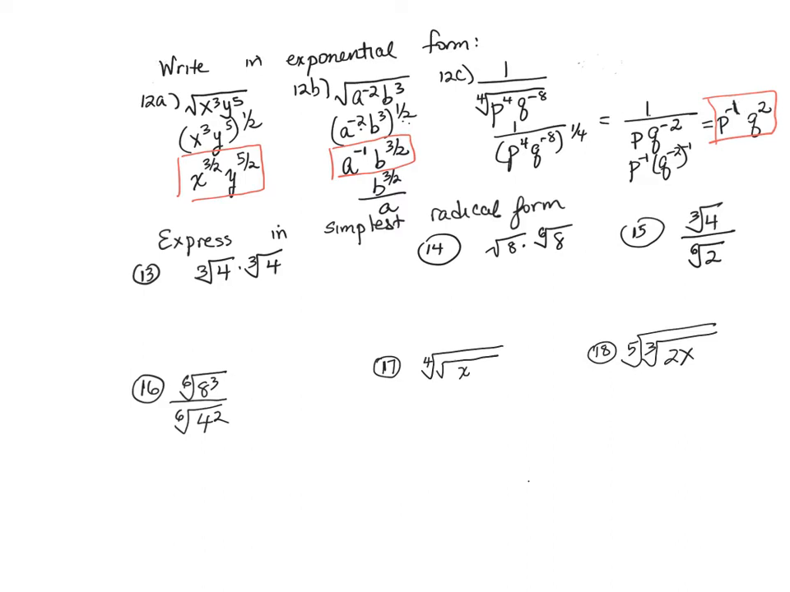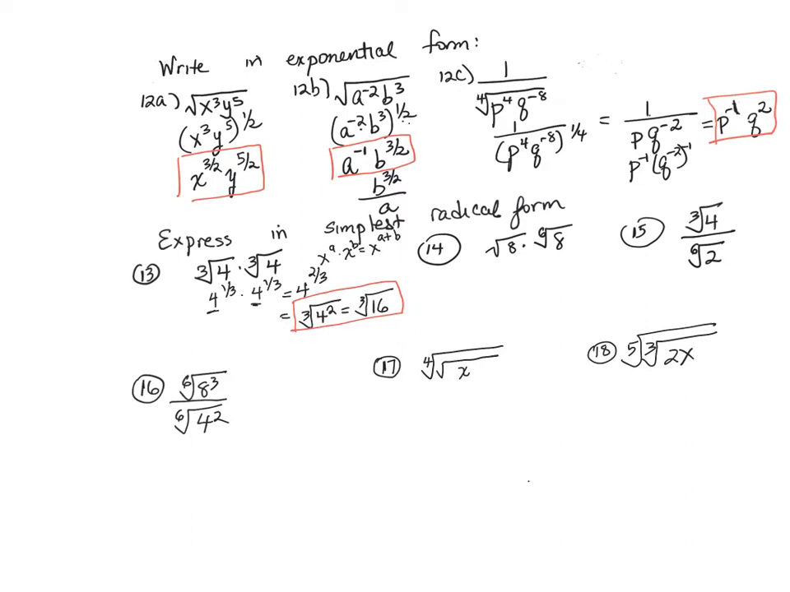Okay, let's go over these. So this one can be written as 4 to the 1/3 times 4 to the 1/3. And remember, when we multiply by the same base, the rule is to add the exponents. So here we add 1/3 and 1/3, which gives us 4 to the 2/3. And as a radical, that's the cubed root of 4 squared, or the cubed root of 16. So either one of those is correct.